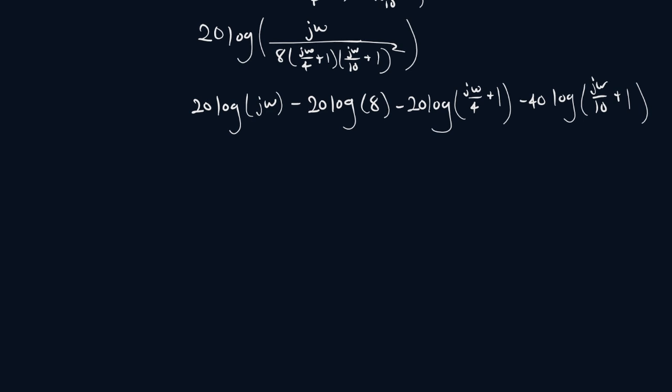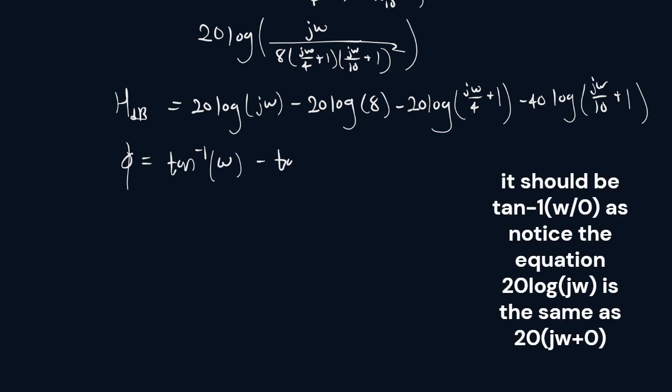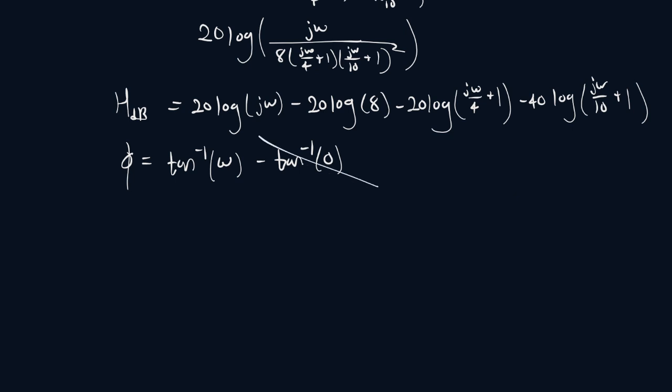Now, this is going to be our magnitude, and let's get our phase. So it'll be tan inverse of imaginary over real, so W, minus, this one is going to be just tan inverse of 0 because there's no imaginary component here. So this is just gone. Minus tan inverse of W over 4. And this is going to be minus 2 because we're working with the 40 here, tan inverse of W over 10.